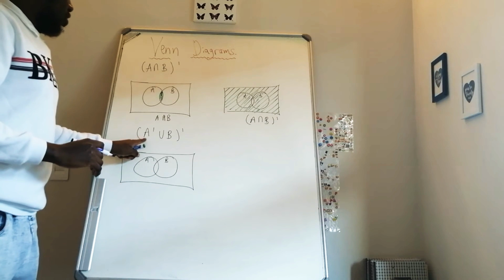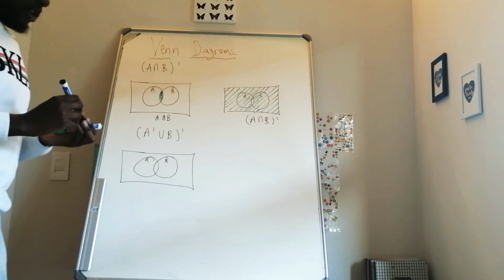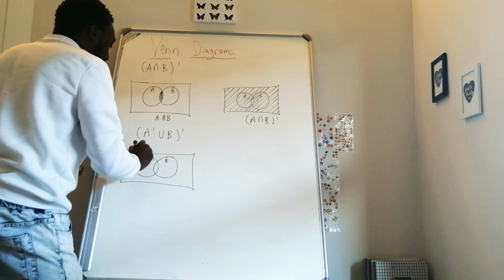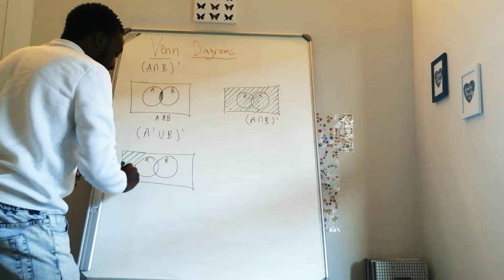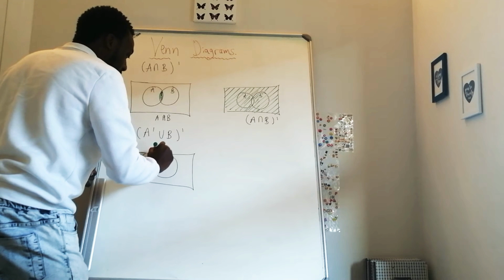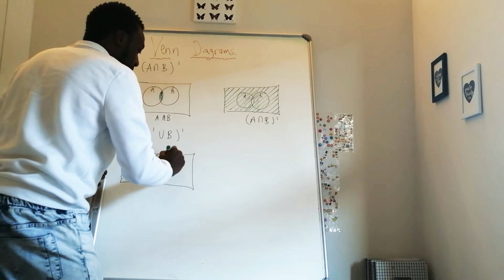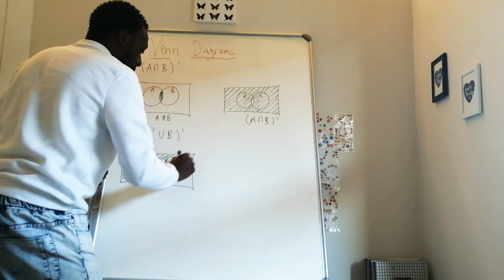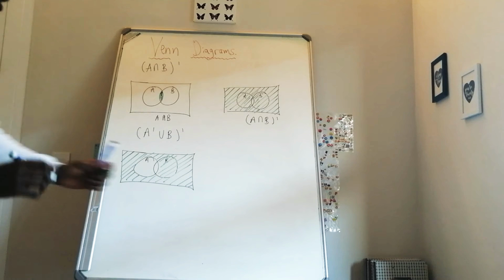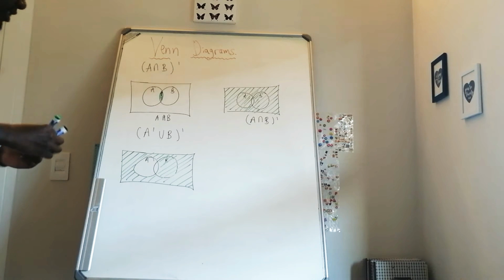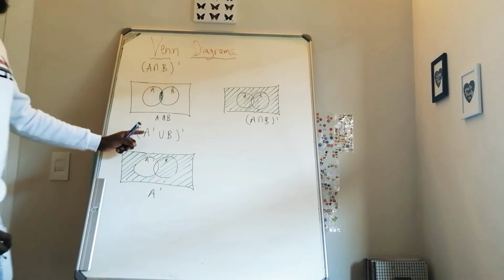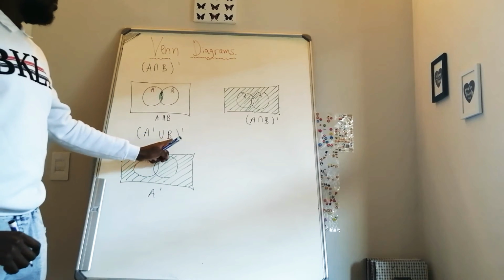So first of all, draw what the complement of A is. What is the complement of A? Complement of A is everything beside A. So it's all of this, right? So that's the complement of A. Let me label it down here. Right? But they wanted union with B.